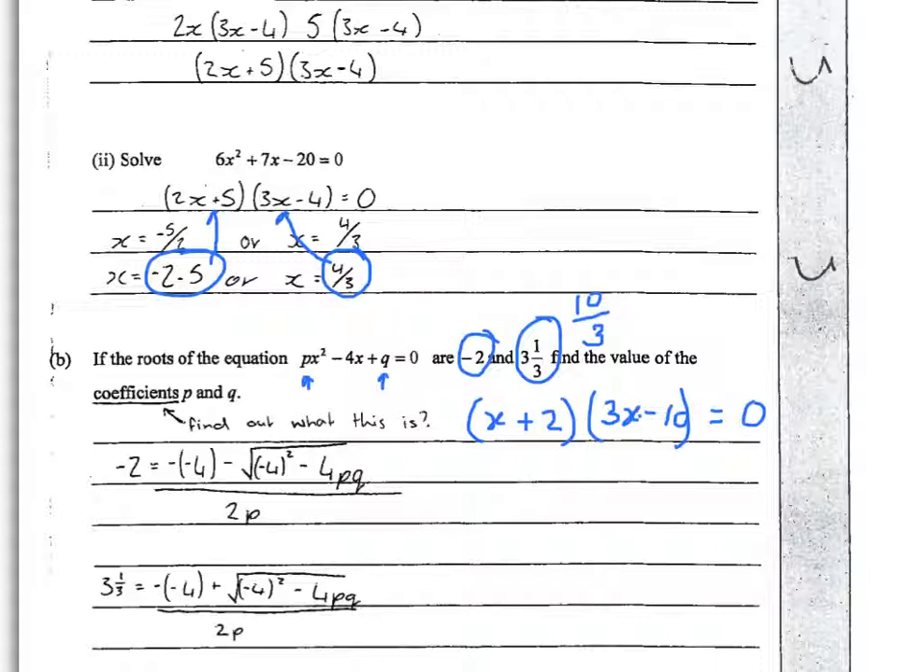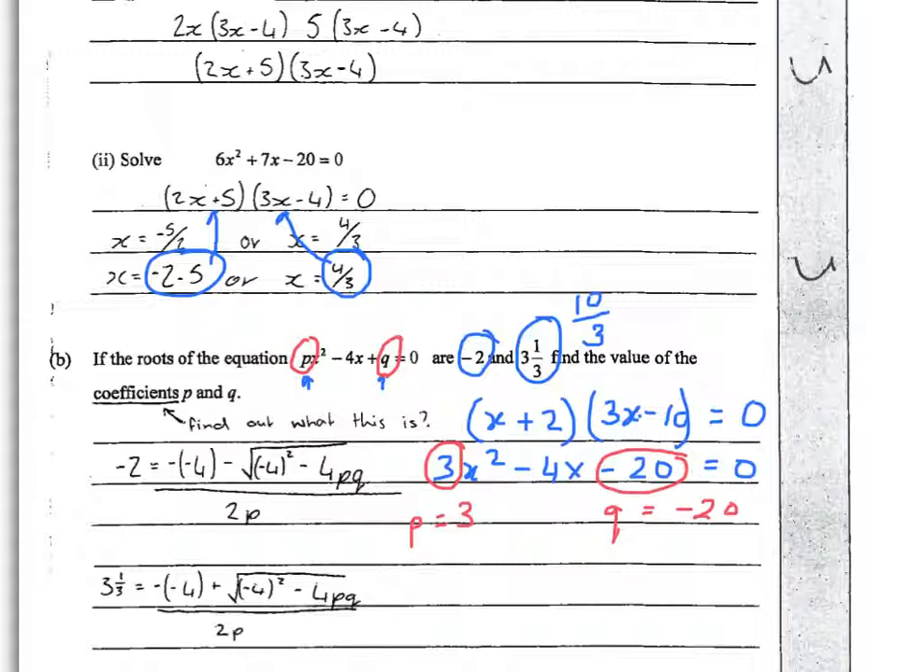I can expand it. 3x squared, that would make -4x minus 20 equals 0. And now the coefficient in front of the x squared is 3, so P equals 3, and my last coefficient there, or constant really, is Q equals -20. I hope that's right. And let's go on to the next question. I might have to put this into 2 videos.